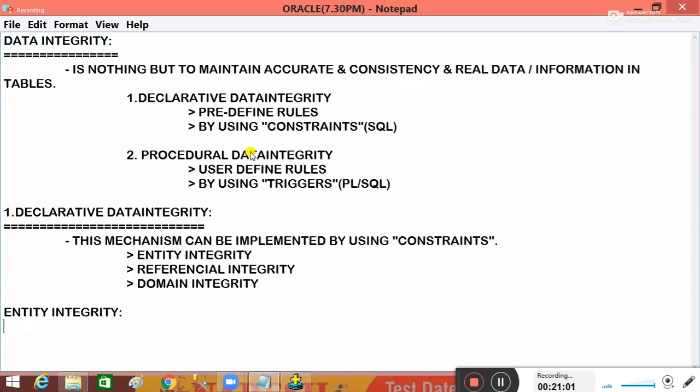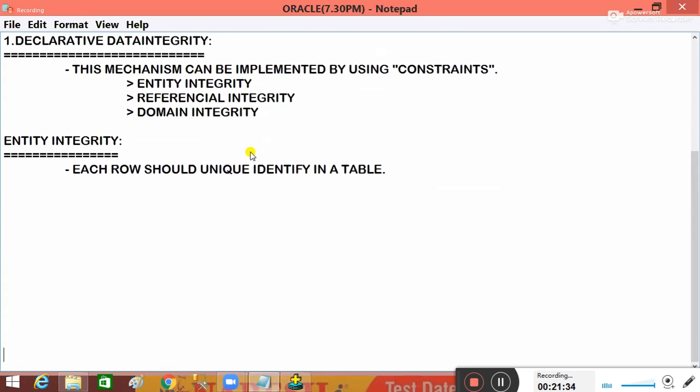First, the entity rule. What is this rule telling us? This rule is telling us that each row should uniquely identify in a table. Okay, each row should uniquely identify in a table, and then it is called the entity.